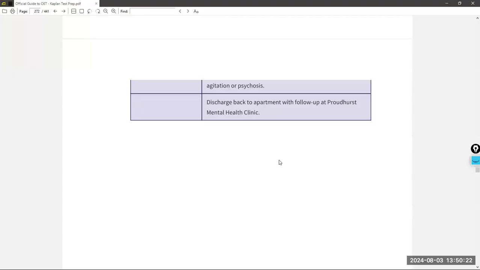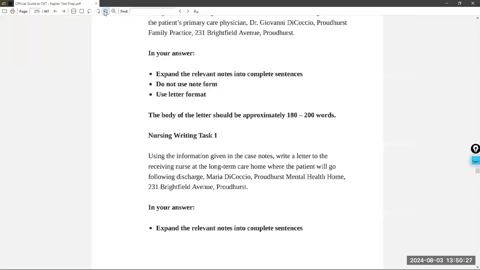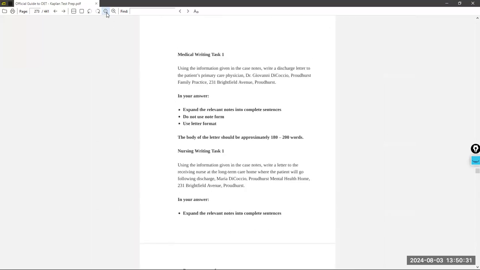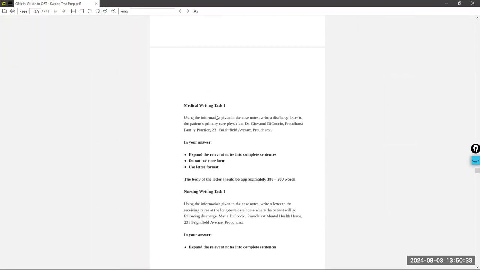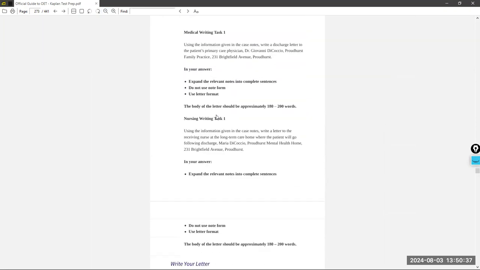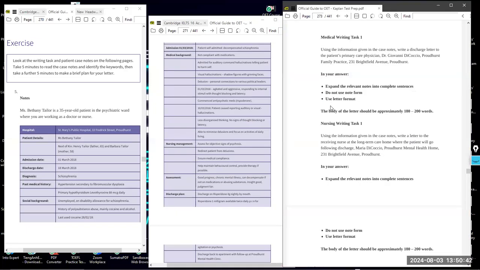Okay, let me now scroll down to the task. Let me zoom the page out. Okay, yeah, this is really great. Let me make sure. Exactly. Okay, and this is exactly what I wanted to do. So take 5 minutes, please, to take a look at the information that we have and plan your letter.